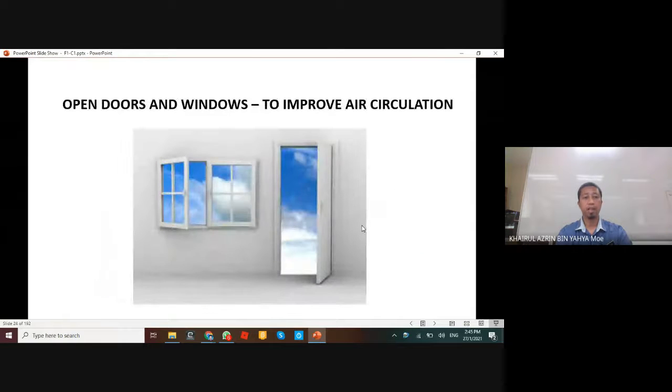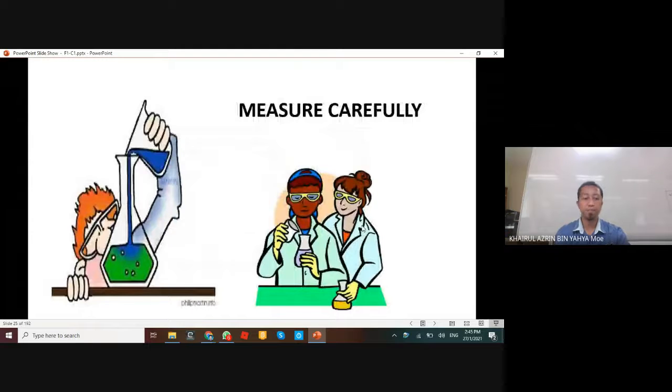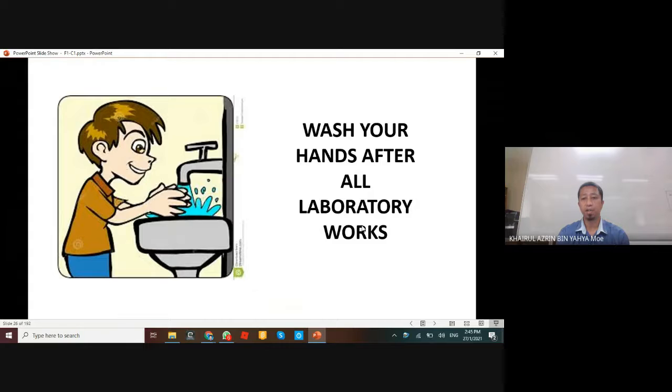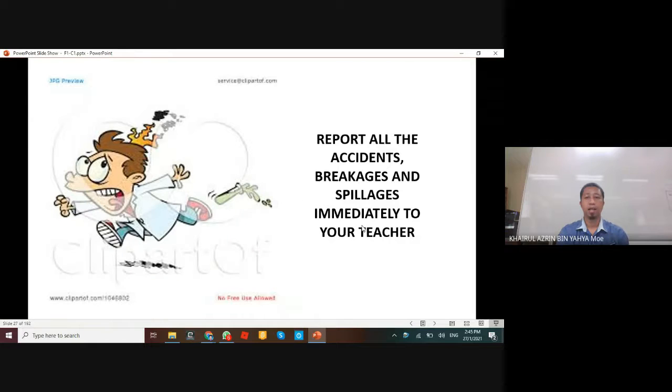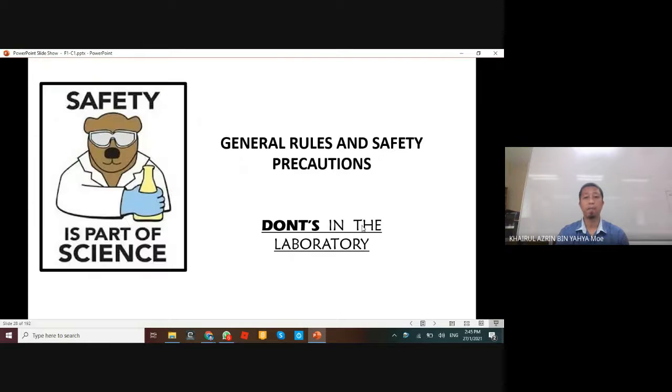Next, open doors and windows to improve air circulation. Next is measure carefully. When you measure a chemical, you need to measure carefully. Then wash your hands after all laboratory work. Report all accidents, breakage, and spillage immediately to your teacher. Spillage means tumpah, ada bahan tumpah. These are the general rules and safety precautions.